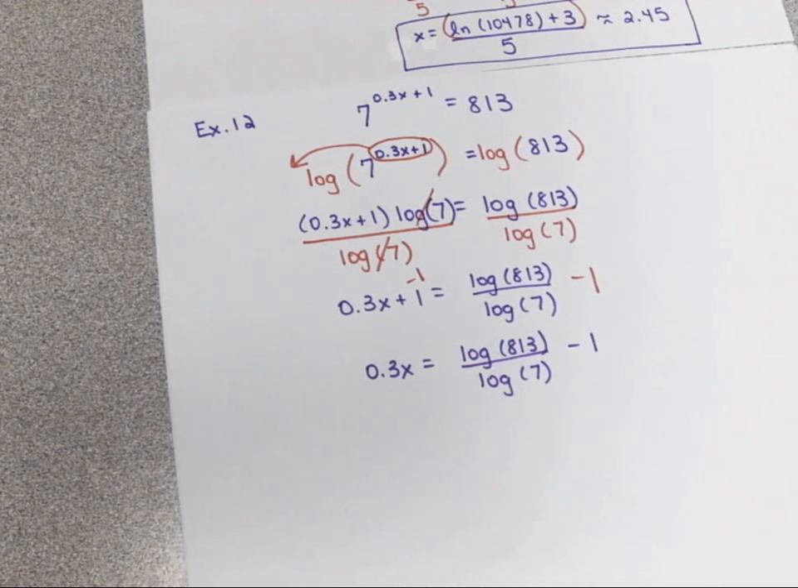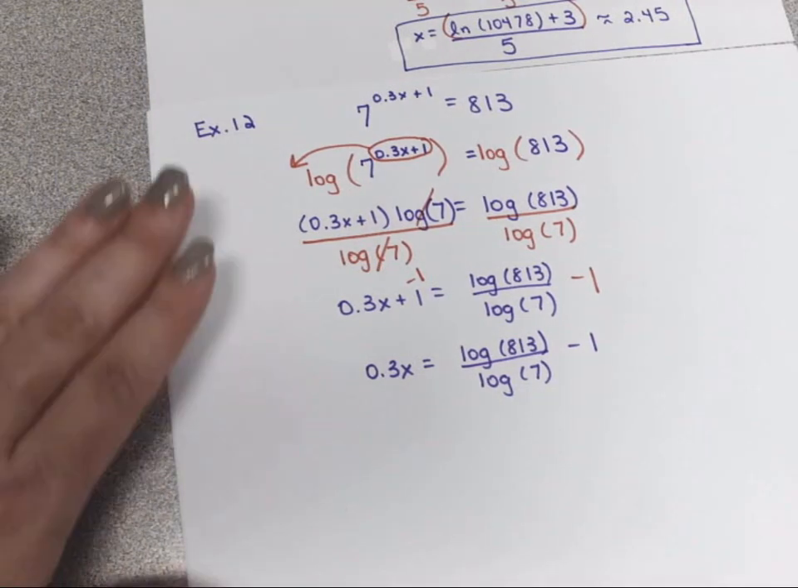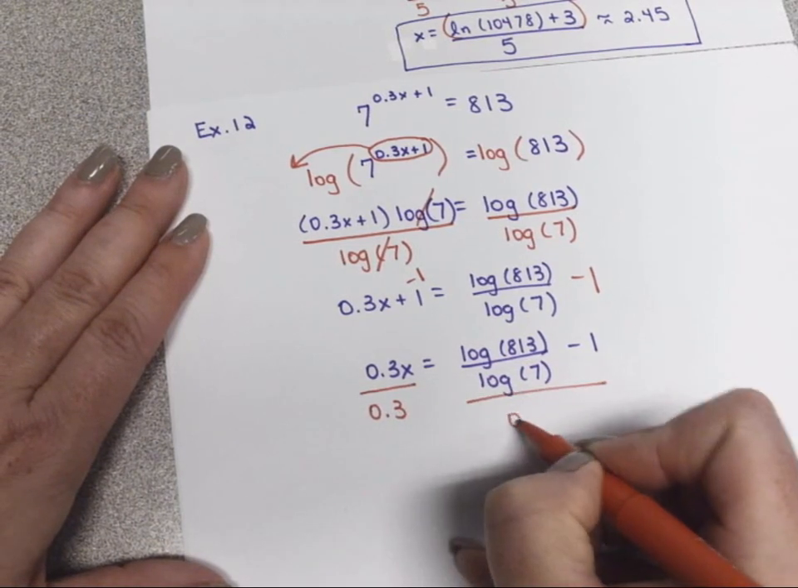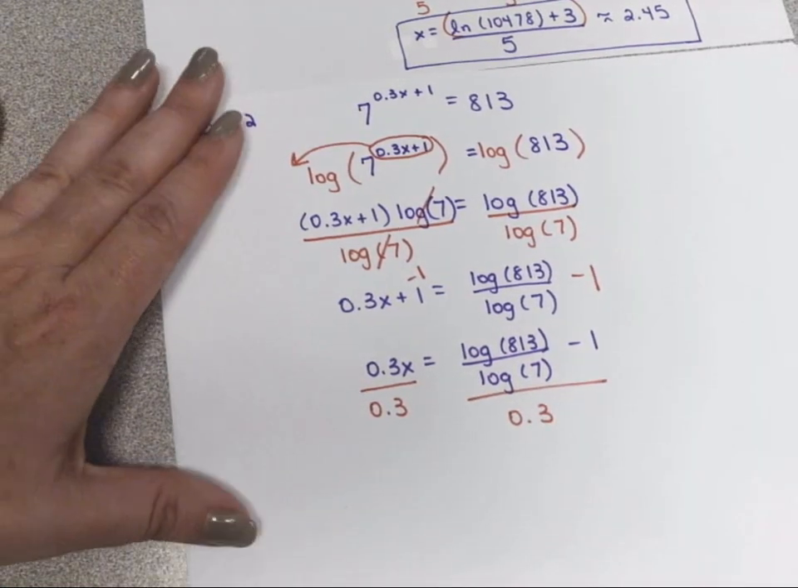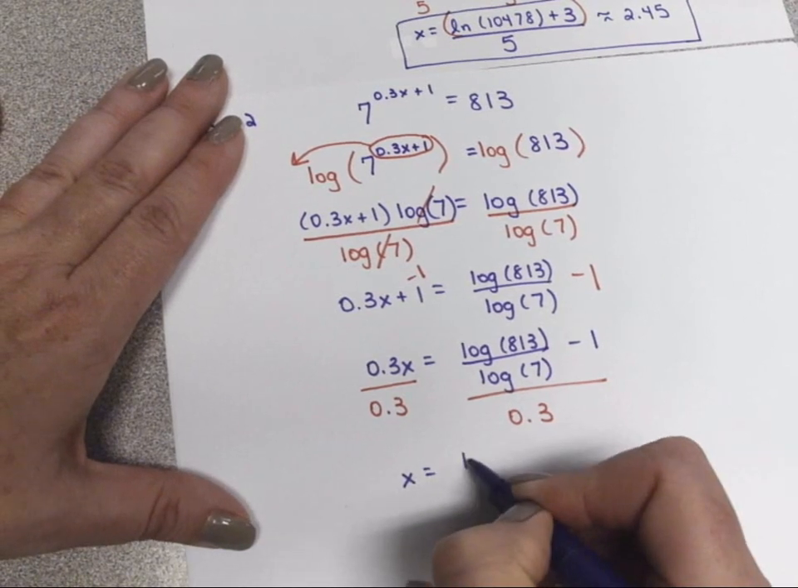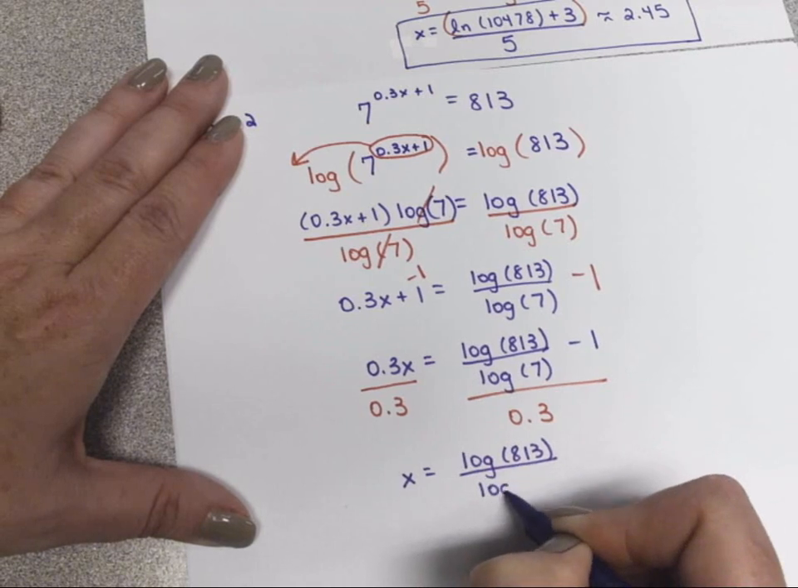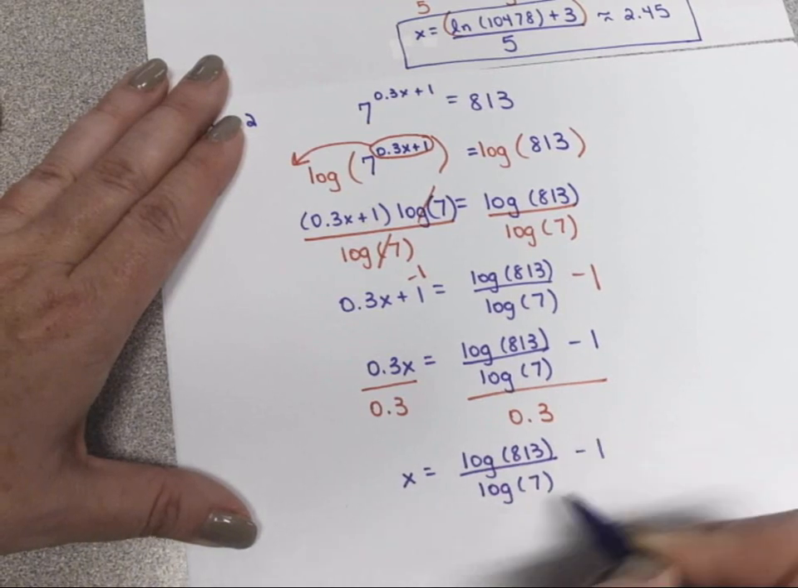Okay, and then there'll just honestly be one more step. So what's the one more step? If I want x all alone, what's the final step? I need to divide by the 0.3. So I understand that you might not think this is the most satisfying answer in the world, but just know that the calculator can handle this just like it can 2 plus 2.